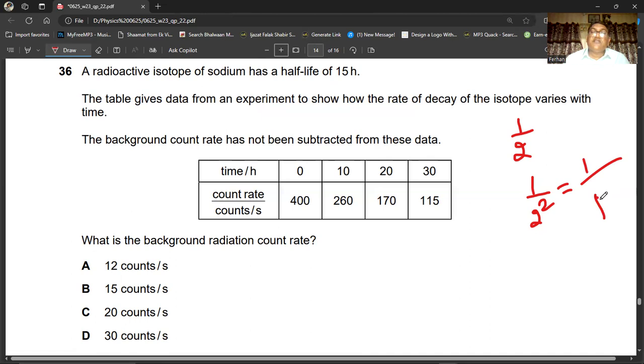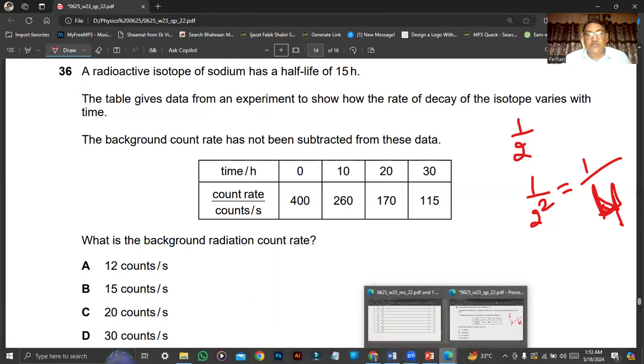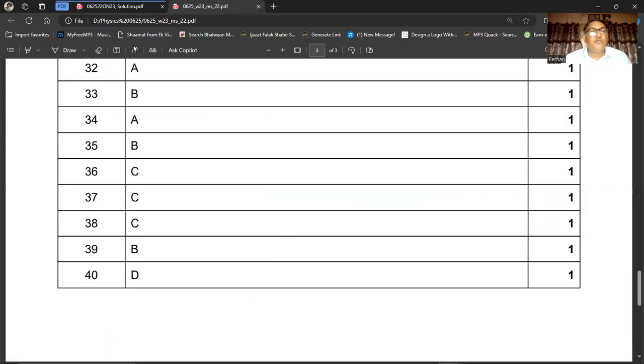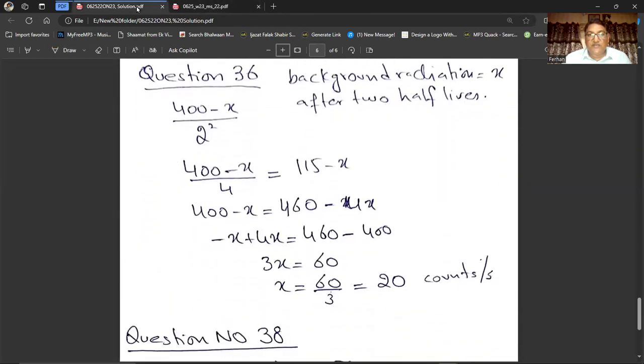Or in other words, you can say the count rate will drop. Sorry, I was writing 4. Oh my God, I was trying to write 4 here. So after 2 half-lives, the count rate will become 1/4. But the problem is that they have not subtracted the background radiation from these. So we are going to show you how this is done. A very different kind of question.